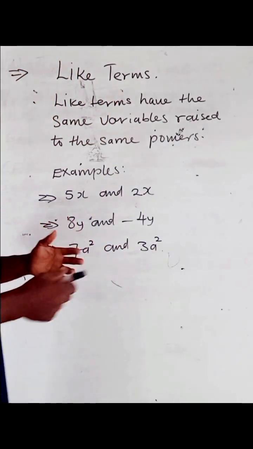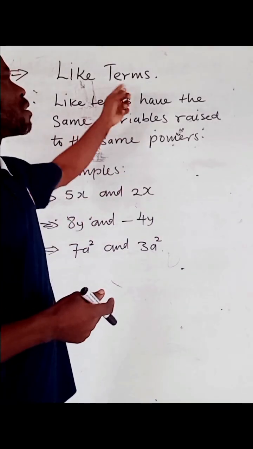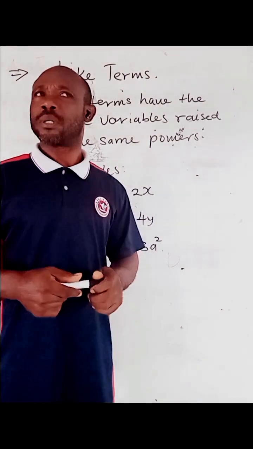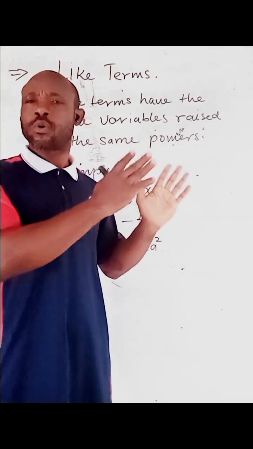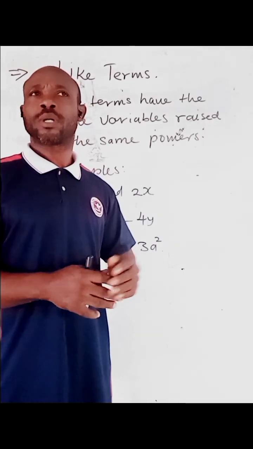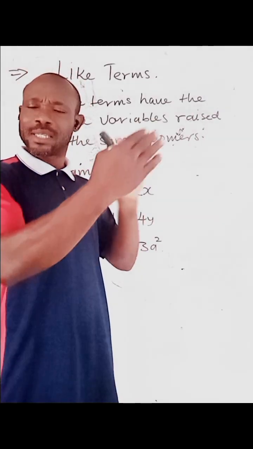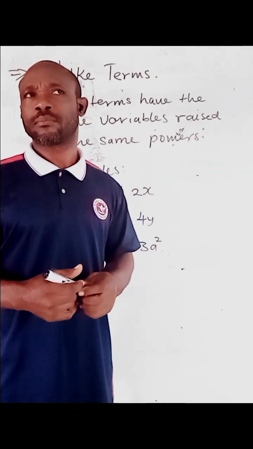Now, we're going to be looking at like terms. And this is the reason why we were able to easily simplify question 2 and 3, because the terms were similar. There was x in the first part of the expression, and there was x also in the second part of the expression. So we could easily add both terms together.